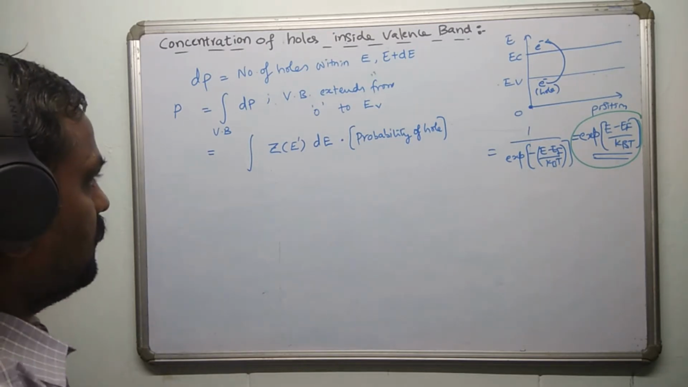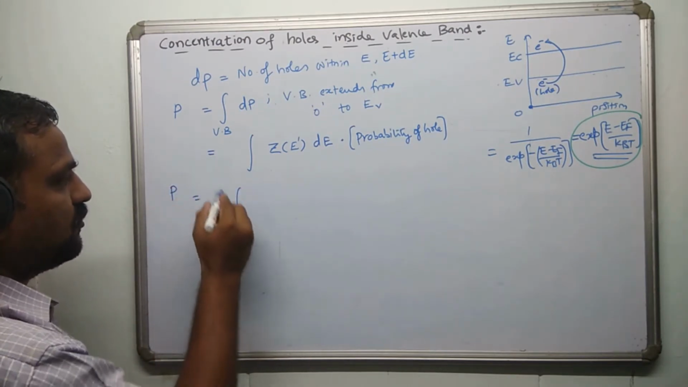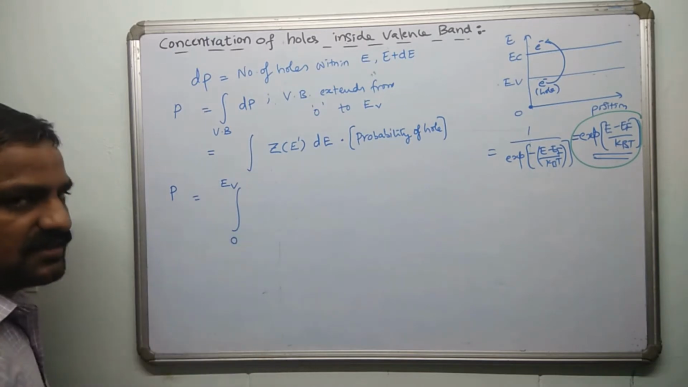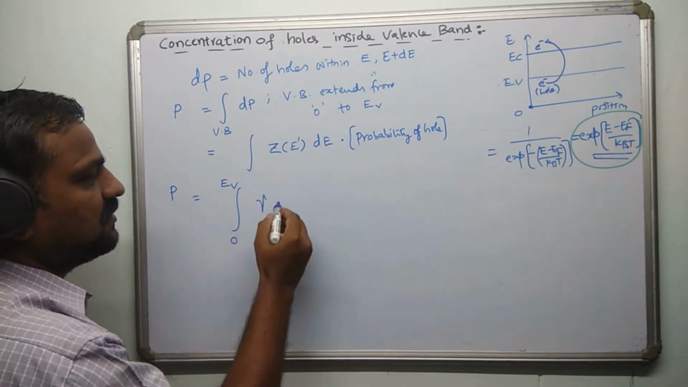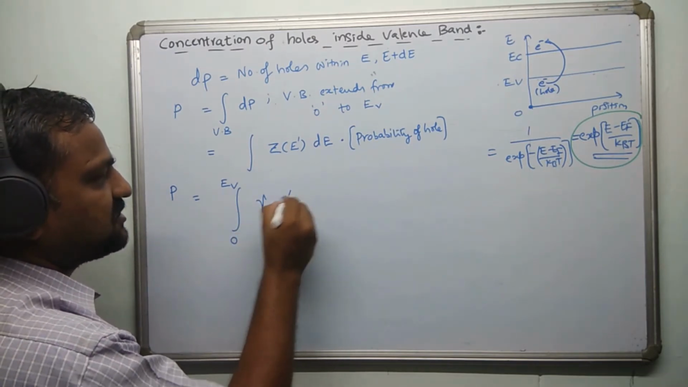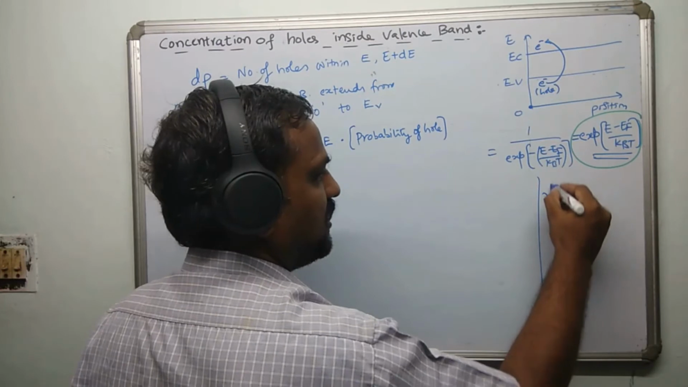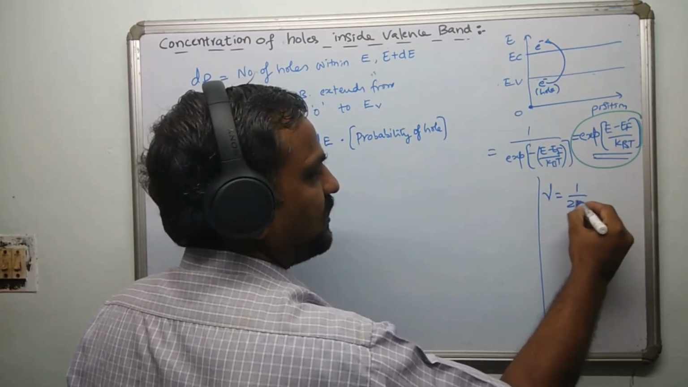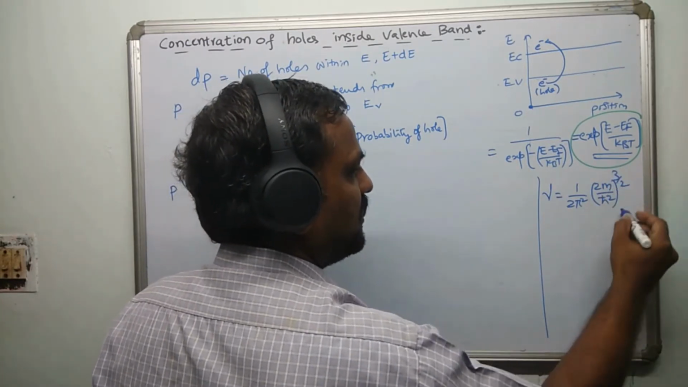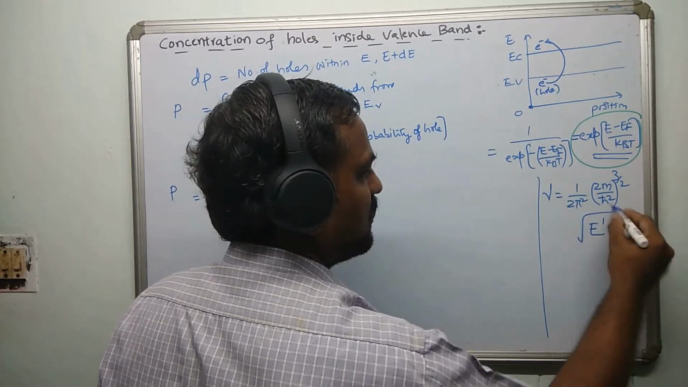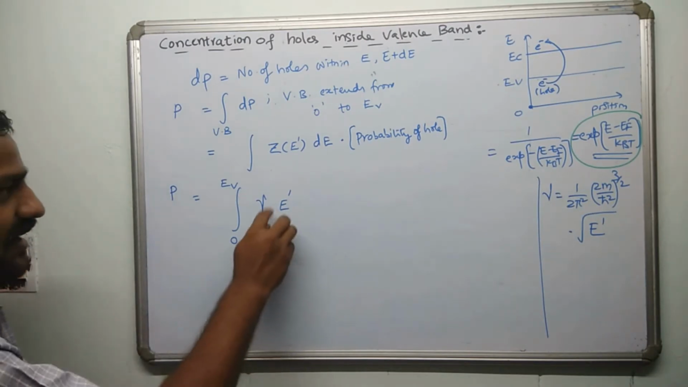Now, this term P is nothing but the integral from 0 to EV. Lowest energy is 0, topmost energy is EV. Z of E dash. You know, Z of E dash is gamma times E dash. You know, gamma is a constant which you have already used in the previous derivations. Let me remind you, gamma is nothing but 1 by 2 pi square into (2m by h cross square) whole power 3 by 2, multiplied by E dash under square root. This is a product actually, this into this. So we have to write this E dash.